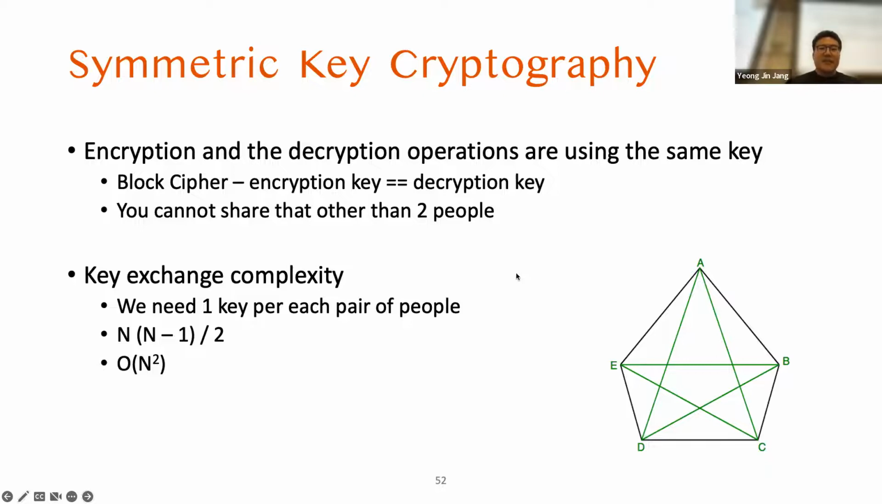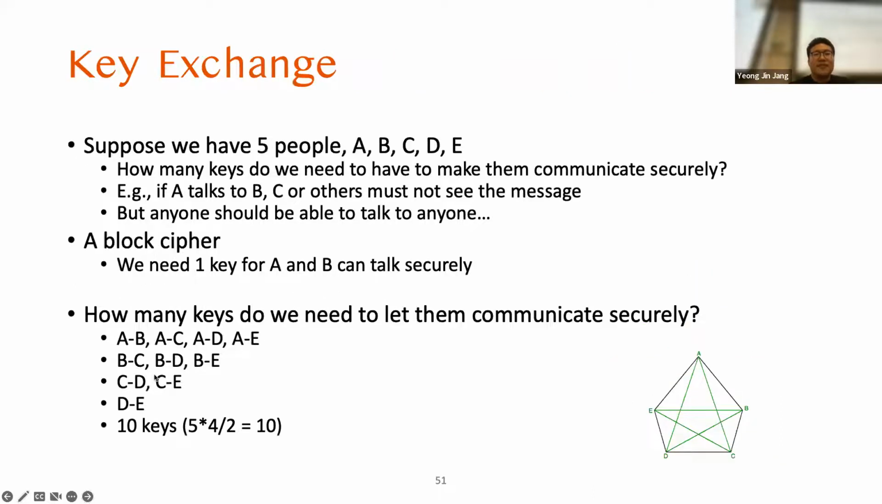In a block cipher, the encryption key is the same as the decryption key. So for n people, the number of keys we need is the same as how many lines we can draw between the vertices, for 5 vertices, 6 vertices, and so on. That number is n times (n minus 1) divided by 2, so it is O(n²). So for the symmetric key configuration, to make all the participants communicate securely and privately, we need an O(n²) number of keys.